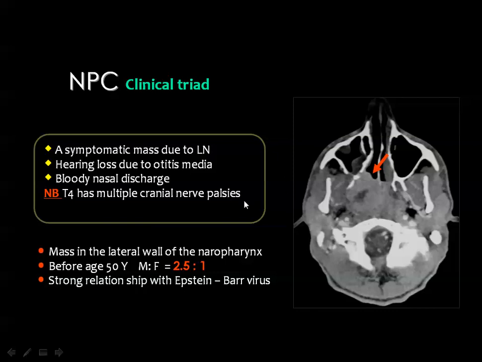This is the presentation, the clinical triad: asymptomatic mass in the neck due to metastatic lymphadenopathy, and this is one of the common presentations. The tumor itself is not symptomatic, but the metastatic nodes will appear as masses in the neck. Also, the presence of the lesion intimately related to the Eustachian tube will result in obstruction of the tube and the development of otitis media.